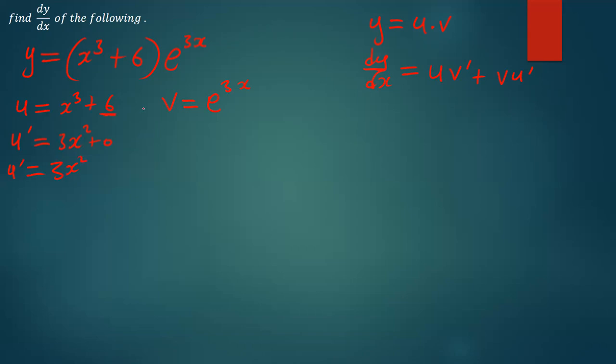And then we also do the same for v this side. We differentiate v. So differentiating an exponential function, you simply differentiate the power and then multiply it with the coefficient of the exponential function. In this case, when you differentiate 3x, you're going to get 3, and then you write the same format of the function.